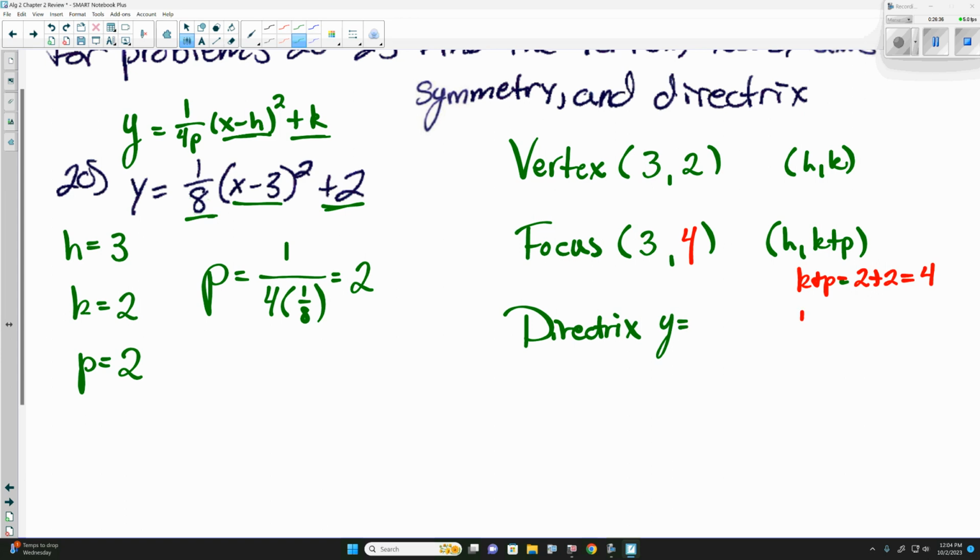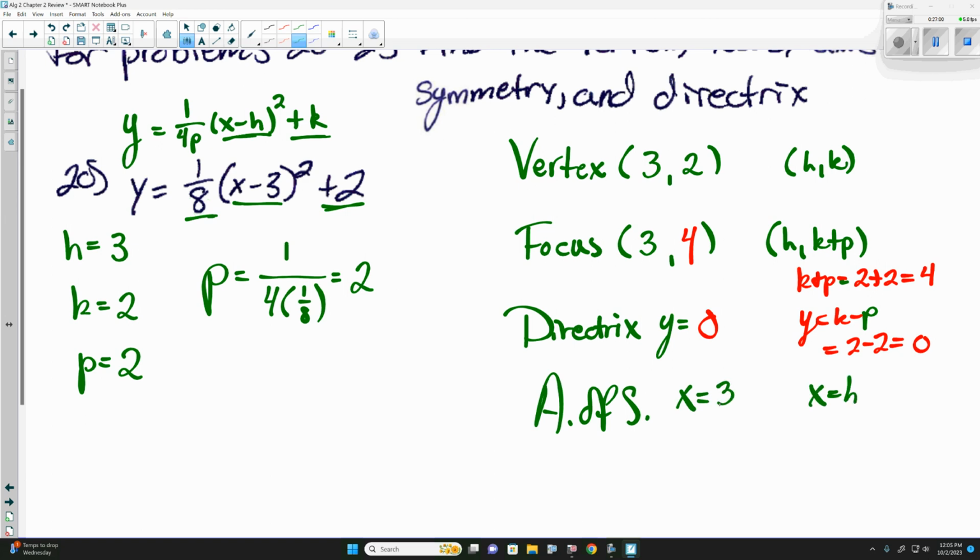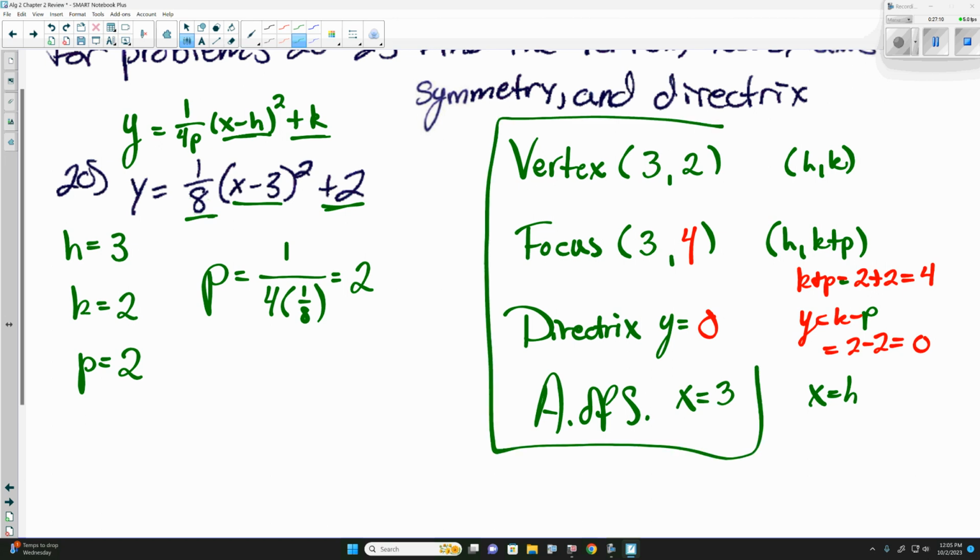Now for the directrix, it's given to us by the equation y equals k minus p. And for us here, k is still 2, p is still 2, and 2 minus 2 gives us 0. And lastly, axis of symmetry. The general form is x equals h. Well, our h value is 3, telling us the axis of symmetry is given to us by the equation x equals 3.